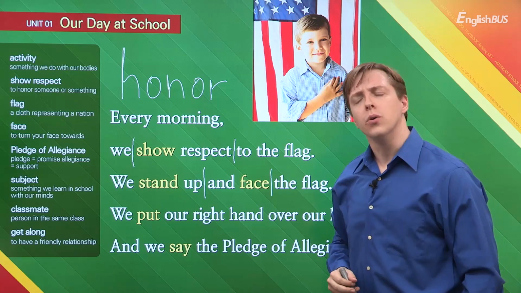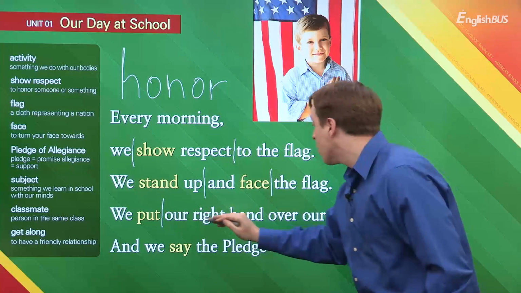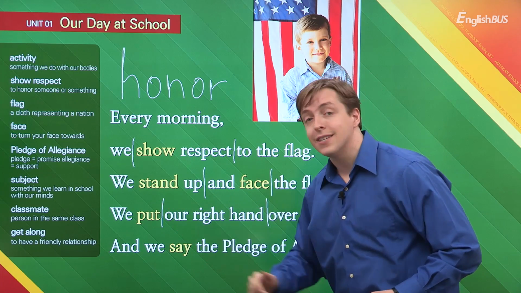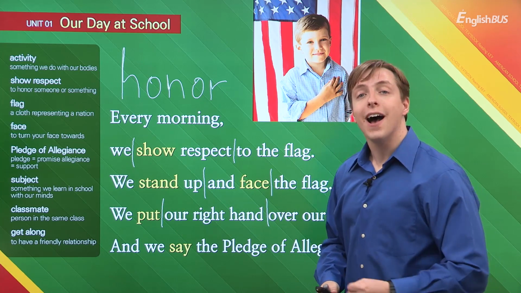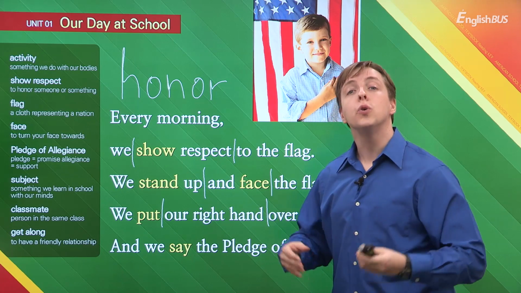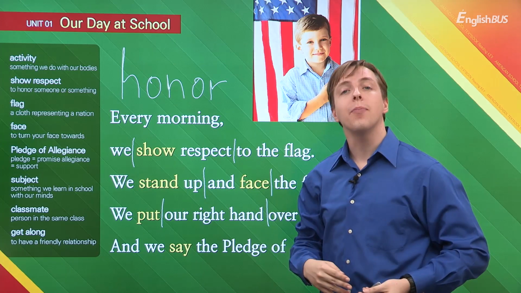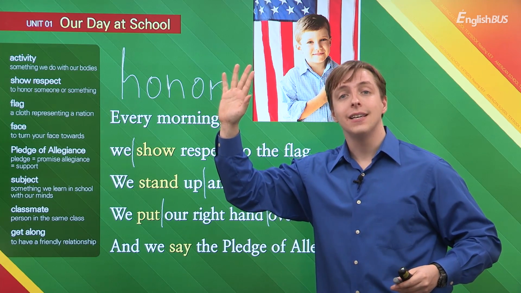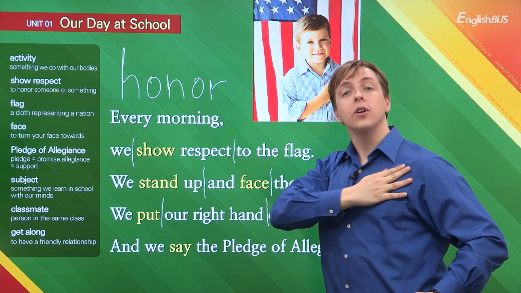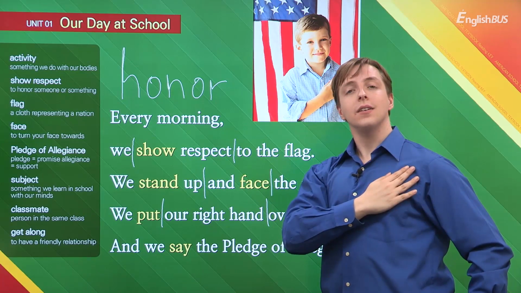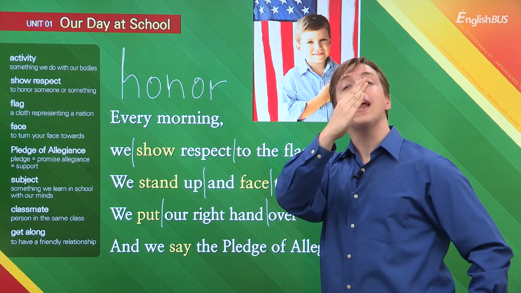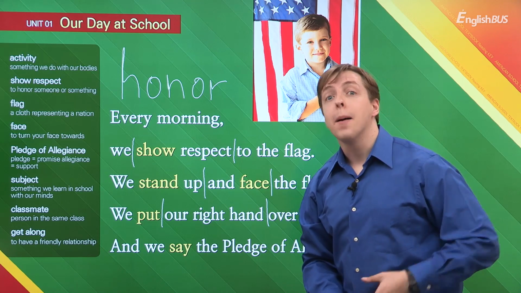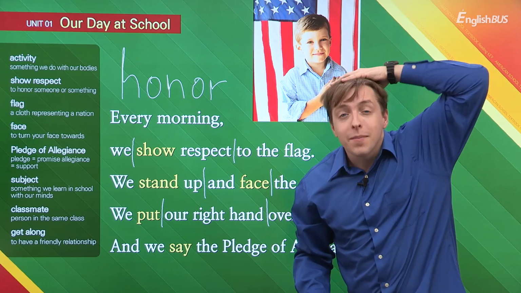What else do we do? We put our right hand over our heart. We put, this is another verb, another action word, to place on top of something else. We put our right hand, this hand, over our heart. So we go like this. I am putting my right hand over my heart. Now I am putting my left hand over my head.